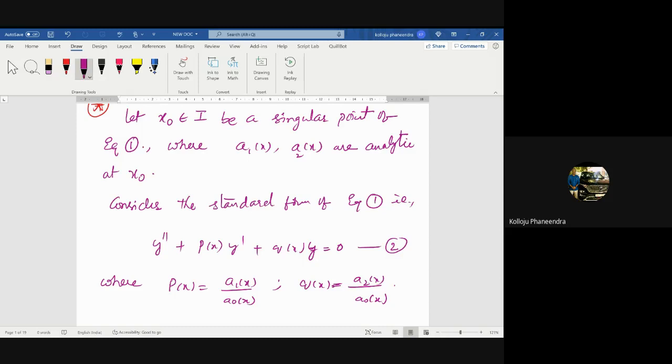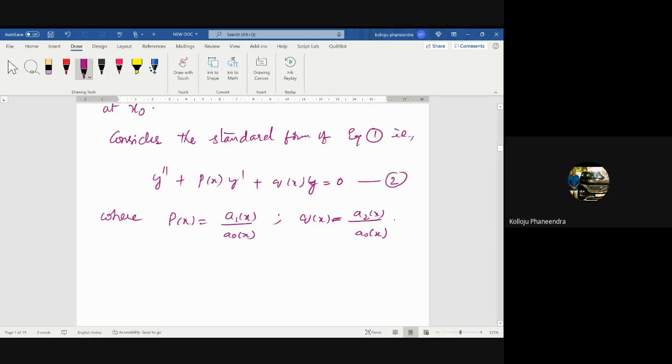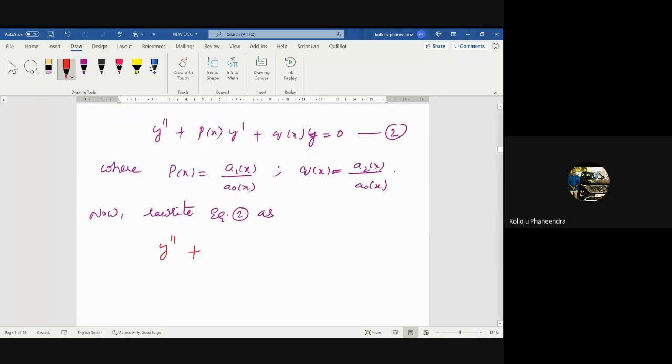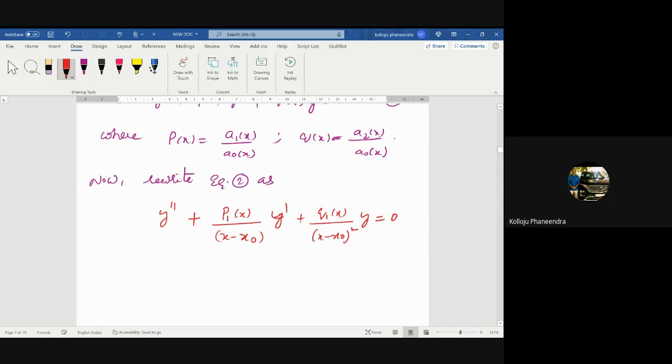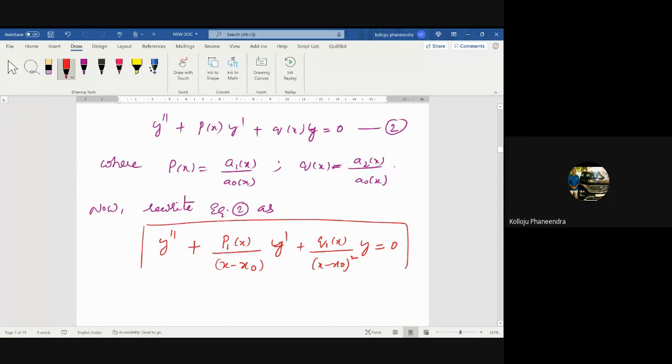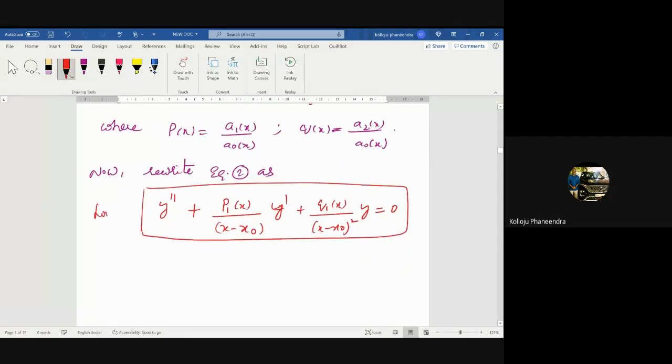Why am I writing it again? See, what is the importance? I will change it now. Rewrite equation 2 as follows, since x0 is the singular point. You write this equation 2 with x minus x0 in the denominator: y double dash plus P1x by x minus x0 into y dash plus Q1x by x minus x0 whole square into y equal to 0. For your clarification, I will write it out.